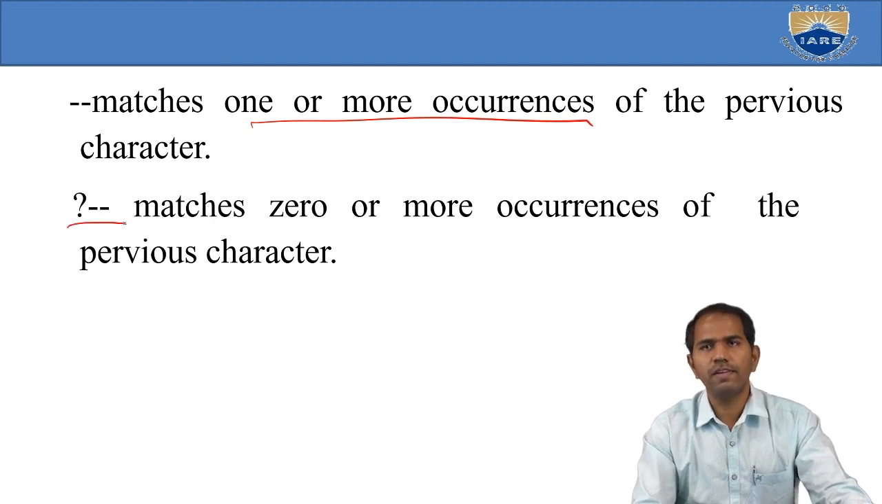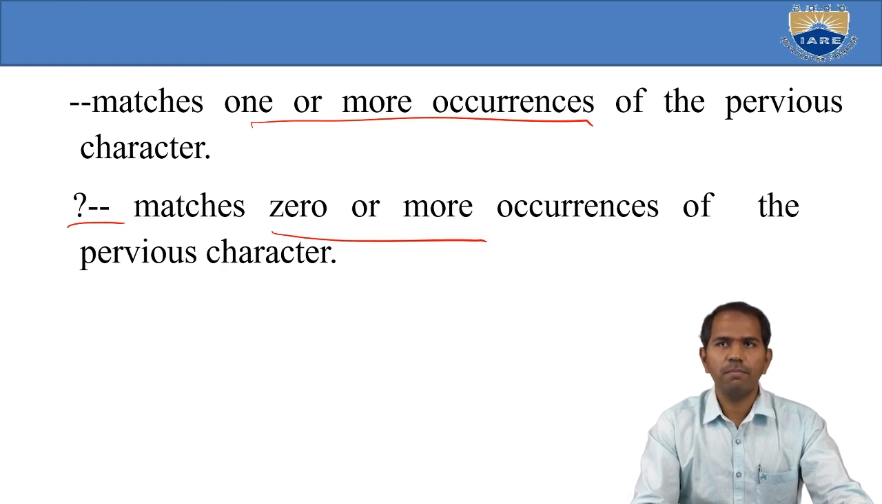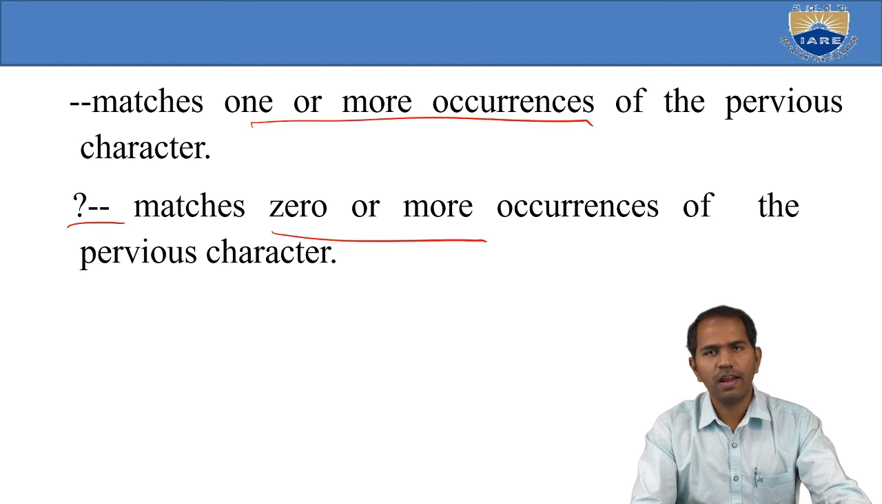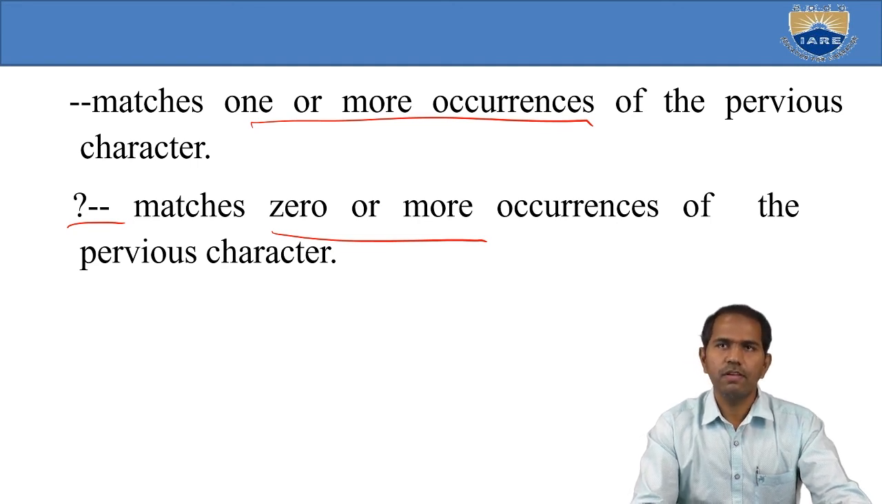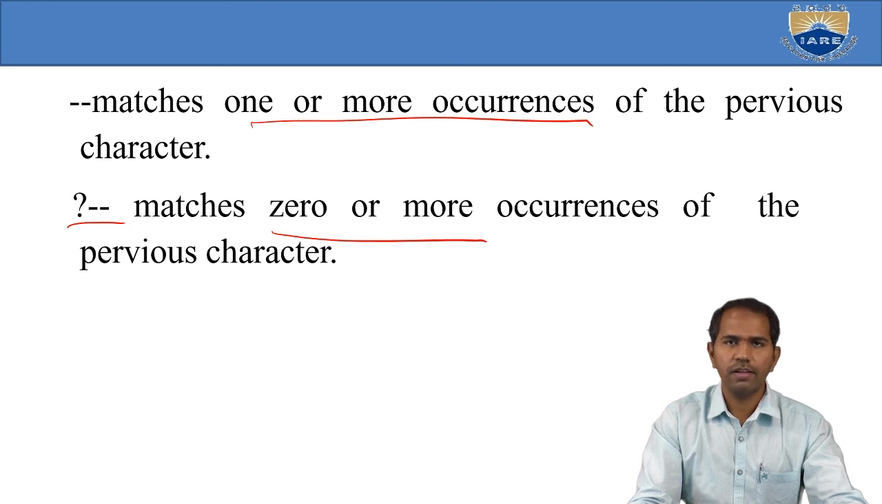Second, the question mark matches zero or more. The previous one is one or more occurrences of the previous character, but this one is zero or more occurrences of the previous character. These are the important things for character-wise matching. Zero is nothing but not matching. Sometimes our character does not exist in a file. In that case it takes the question mark, which matches zero or more occurrences of the previous character.